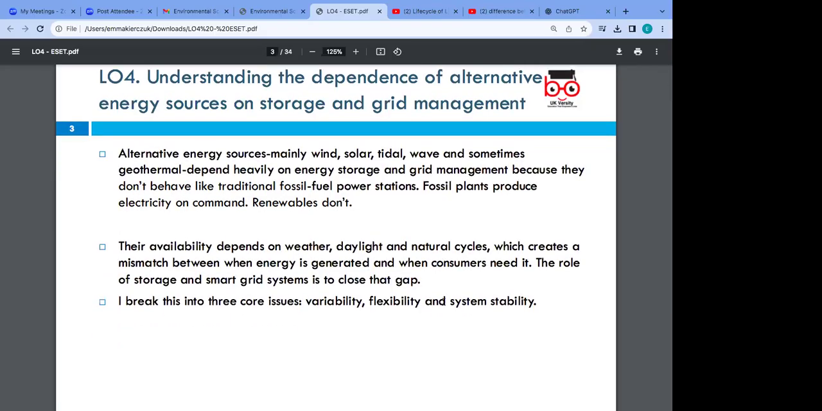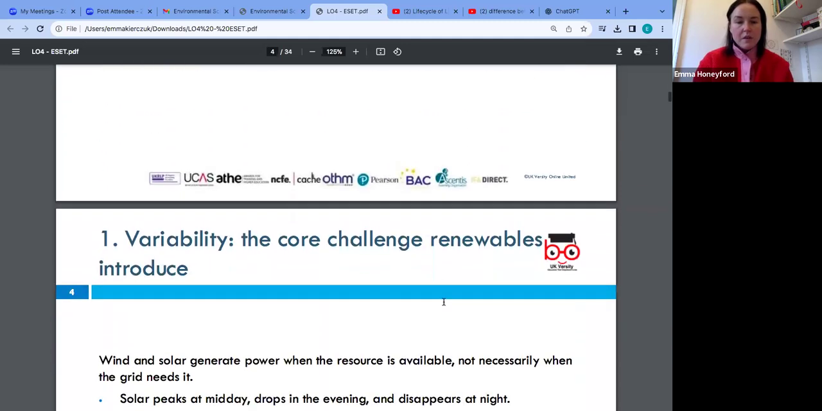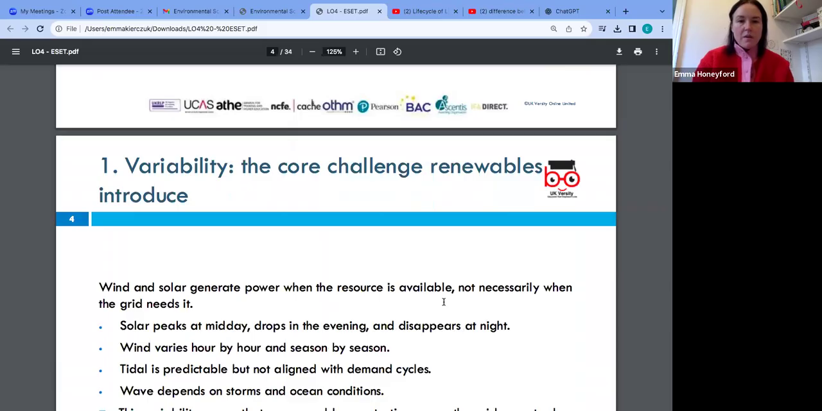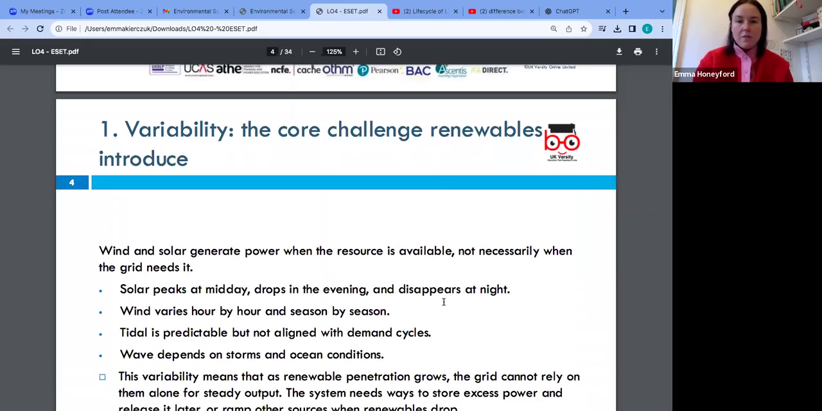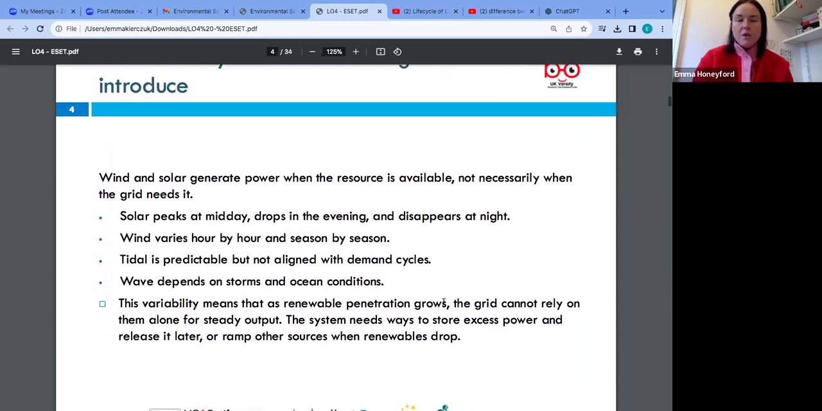So three good ways to think about the main factors we need to consider are variability, flexibility, and system stability. We can break it down into those three areas. In terms of variability, these are the core challenges that renewables present us with. Wind and solar generate power when the resource is available, not necessarily when the grid needs it. We can't just push a button and expect it to be there all the time.